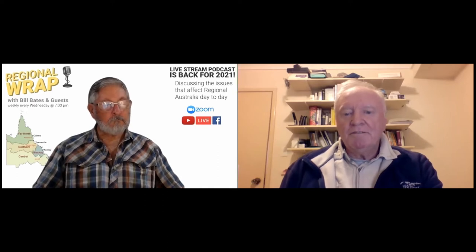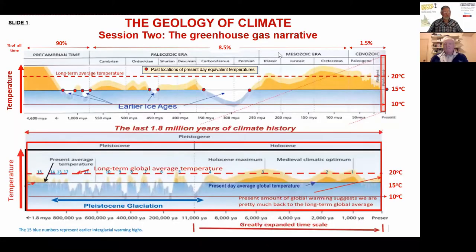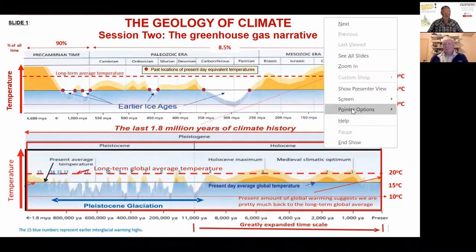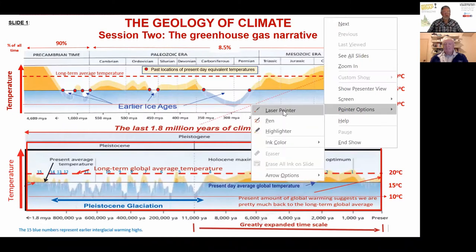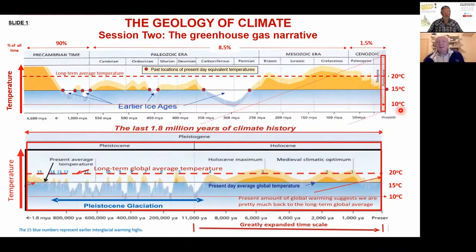So I'll go to my first slide here, which should be this one. And I'll just bring up my mouse pointer. Now, this is a diagram that I introduced last week, and I just want to briefly revisit it.